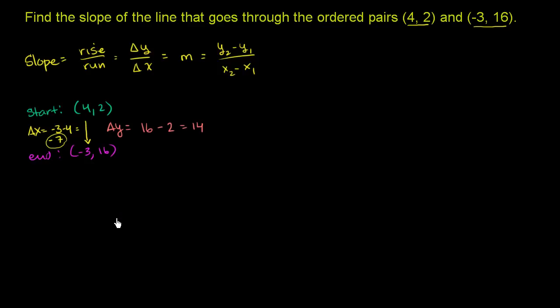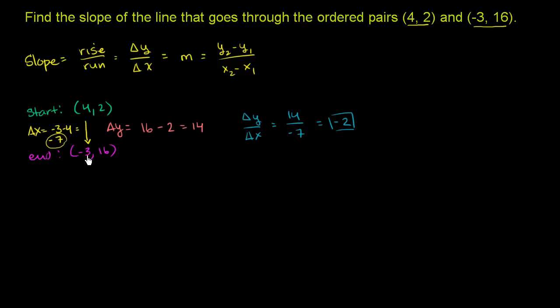So what is the slope over here? Well, the slope is just change in y over change in x. So the slope over here is change in y over change in x, which is, our change in y is 14. And our change in x is -7. And then if we want to simplify this, 14 divided by -7 is -2.